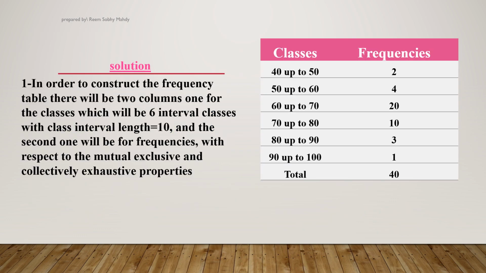As we can see here, this is the frequency table, with the classes and frequencies, and we have 6 classes here. The first class starts from 40 up to 50, and the second one from 50 up to 60, and so on till the end of the data, or till 100. The class interval here is 10. After that, we would set the frequencies of each class.